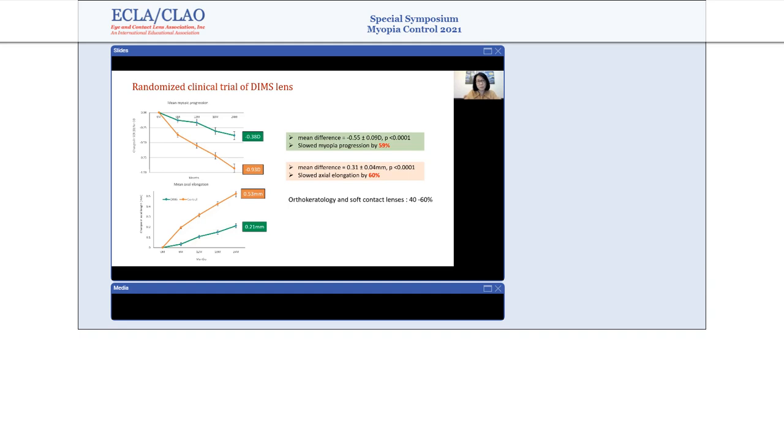This result is comparable to recent trials in OrthoK and contact lens myopia control, but among the best treatment effect in spectacle lenses.